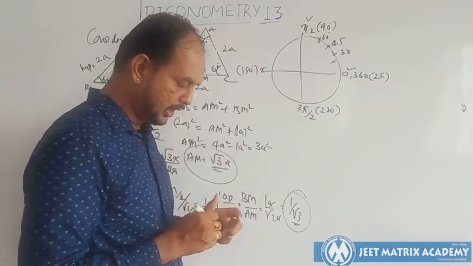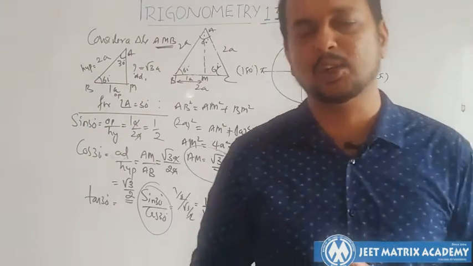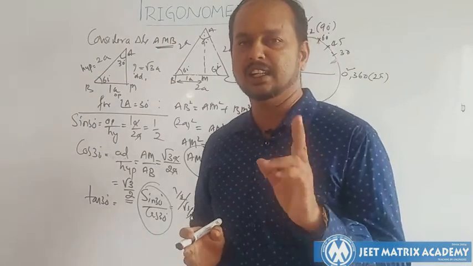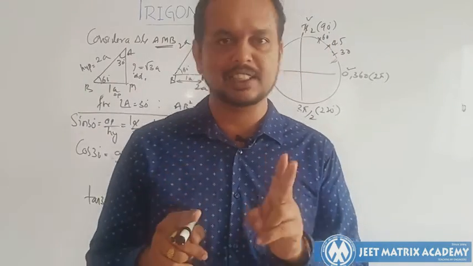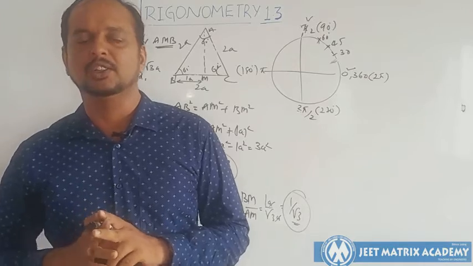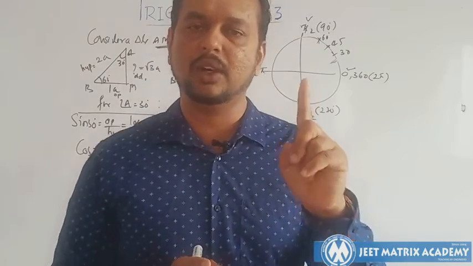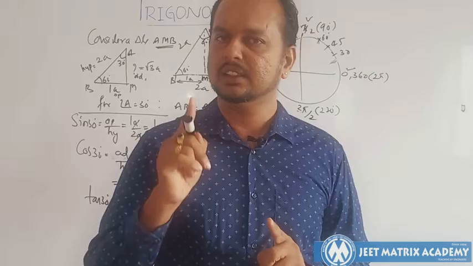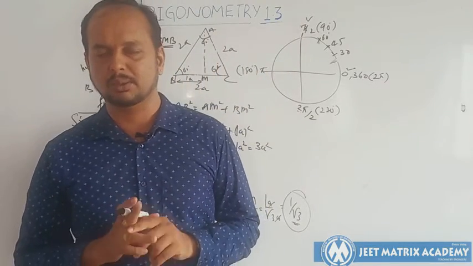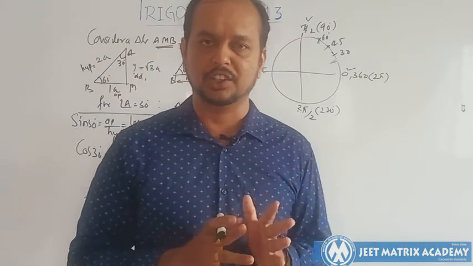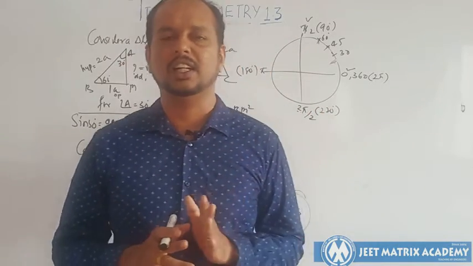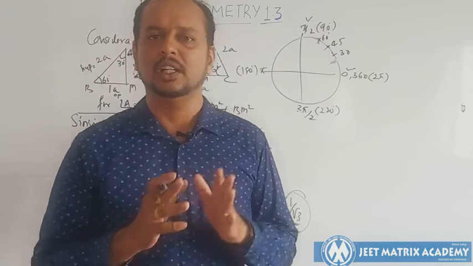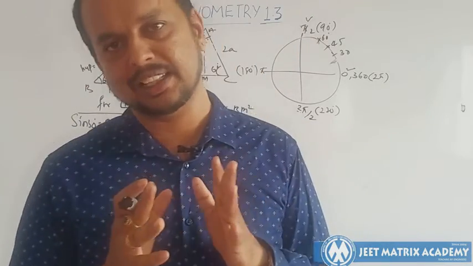So remember sin 30 degree. How to remember sin 30? Sin 30 is 1 by 2. Cos 30 is root 3 by 2. Denominator is same, 2, 2. Okay. So numerator sin 1 comes, cos root 3 comes. So you are supposed to remember sin 30. Sin 30 is 1 by 2. Cos 30 is root 3 by 2. Tan 30 is 1 by root 3.